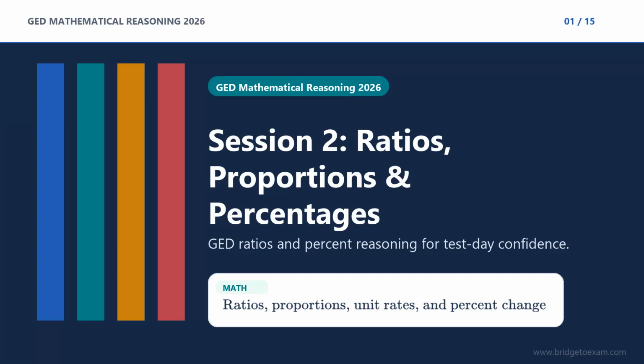Welcome to Session 2, Ratios, Proportions, and Percentages. In this lesson, we will use ratios to compare quantities, unit rates to compare prices, proportions to solve missing values, and percent change to solve real GED-style problems.